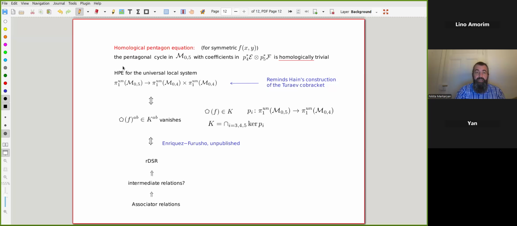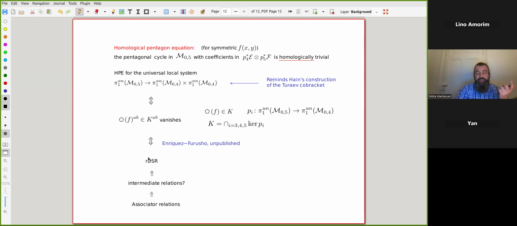So we see that double shuffle relations are essentially equivalent to the homological pentagon equation, which says that essentially our pentagon lives in the abelianization, in the commutator of some group, which is the kernel of these three maps. And so we have the associator relation which says that this thing is trivial, and we have the double shuffle relation which says that this thing is trivial only in the abelianization.